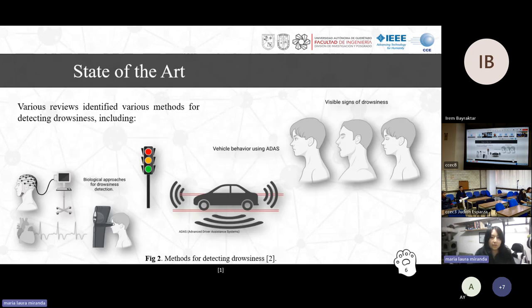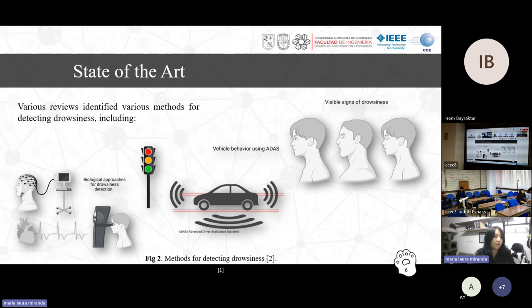The current state of the art reveals multiple methods for detecting drowsiness. These include biological approaches, such as encephalograms and other neurological studies. Another strategy involves monitoring vehicle behavior, commonly used in intelligent vehicles with integrated ADAS systems. Lastly, visual signs detection, which is the focus of this study. The visual signs refer to features like closed eyes, which may indicate that the driver has fallen asleep, or yawning, which is a clear sign of fatigue or drowsiness.